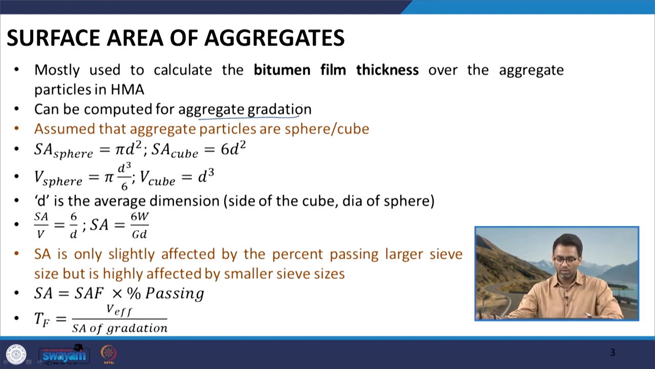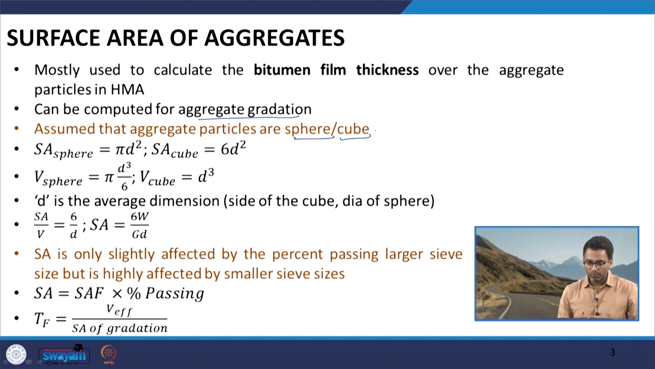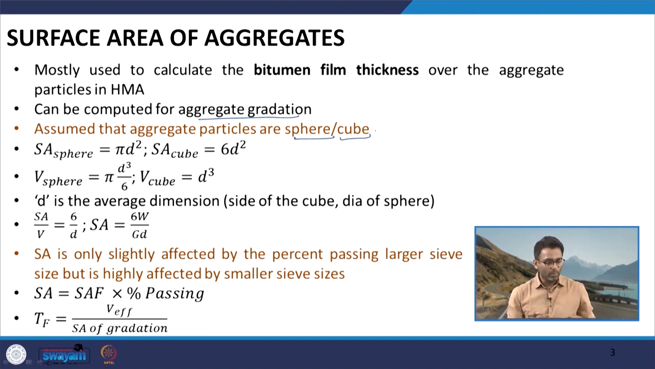To approximately estimate the surface area of aggregates, or to say aggregate gradation, it is usually assumed that aggregate particles are either spherical or cubical in nature. Now, the question is, why are we going for both these assumptions? Because, very interestingly, we will see that the ratio of surface area to volume for both sphere and cube is a constant. In the sense that, in some way, we are defining the average size of the aggregate particle. I will come to the calculation.